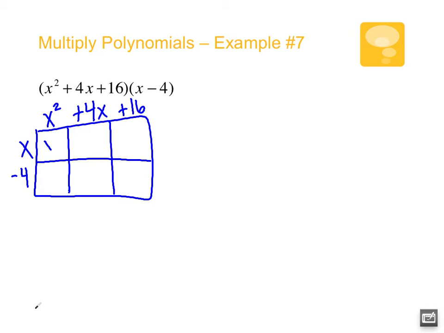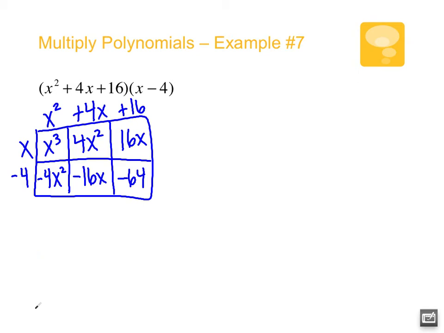X multiplied by x squared is x to the third. X multiplied by 4x is 4x squared. And then I have positive 16x. X squared multiplied by negative 4 is negative 4x squared. And we have negative 16x and negative 64. Ooh, sorry for writing down there.